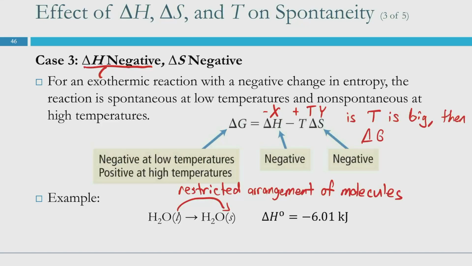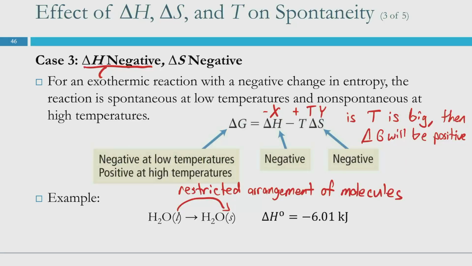So our delta G will be positive. And the opposite is also true. Water freezing is a good example of this, because we know that at high temperature water doesn't freeze. At low temperature water will freeze by itself. It's spontaneous.